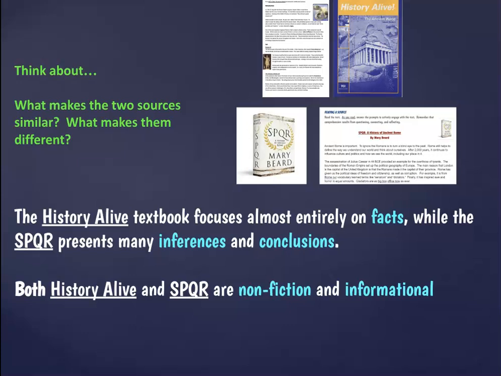A history book, meanwhile, is giving you lots of information, but also inferences, analysis, explanations. The job of the historian is to not just gather facts for you, but to also explain what those facts can teach us about the past from their interpretation. Even still, both are non-fictional and primarily informational.